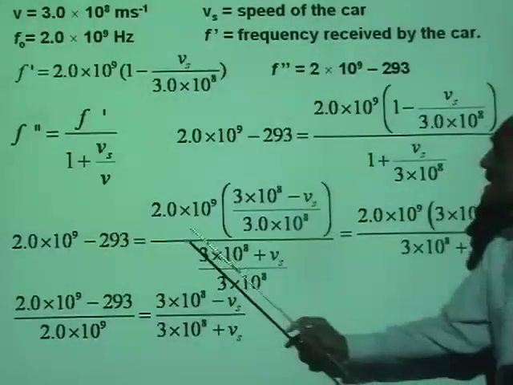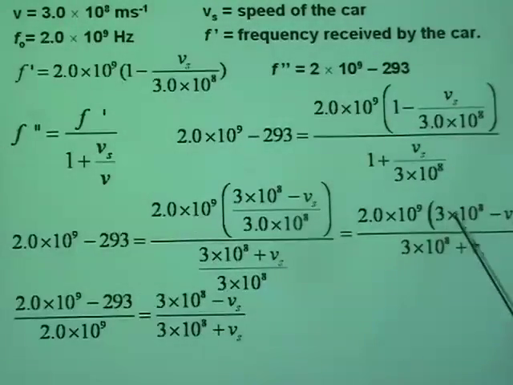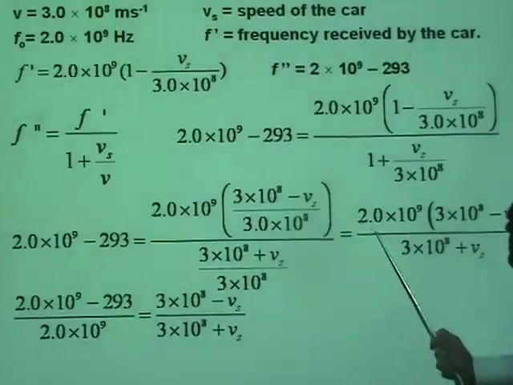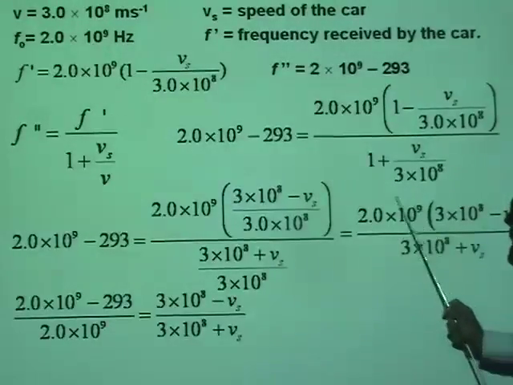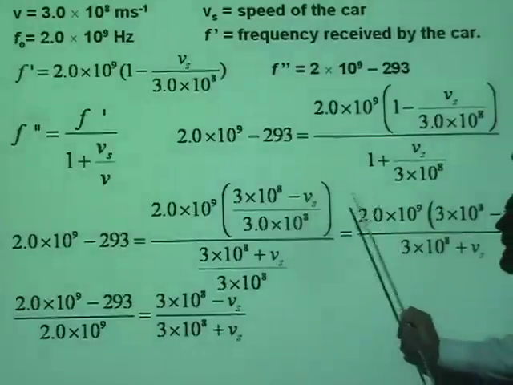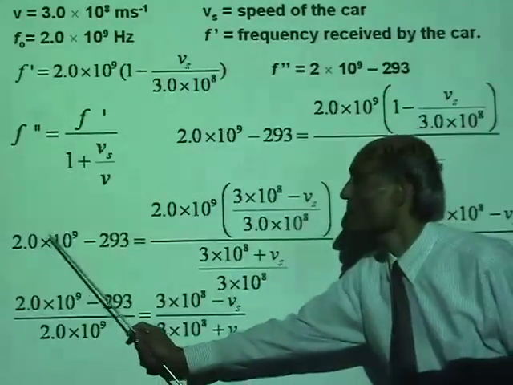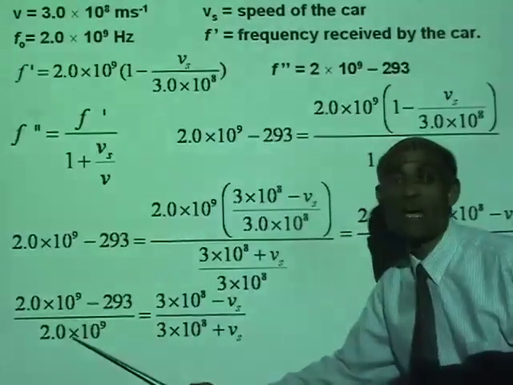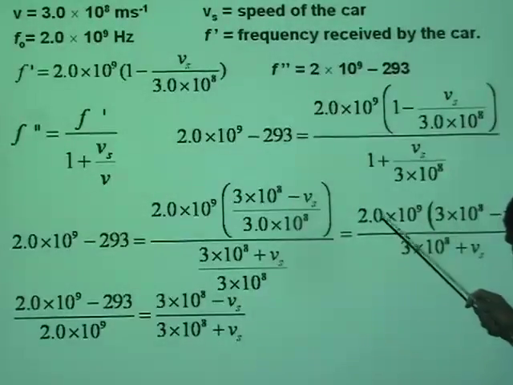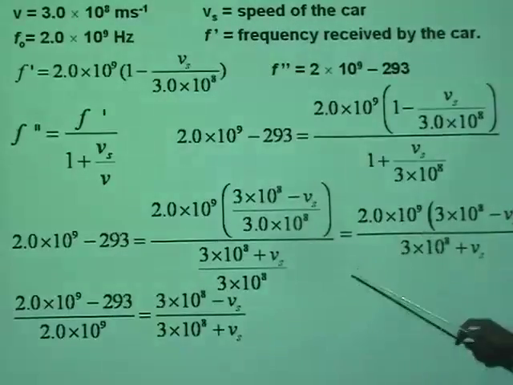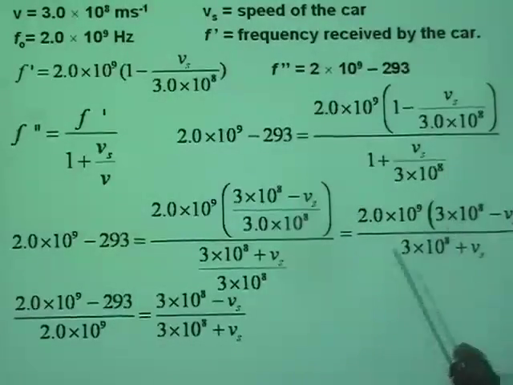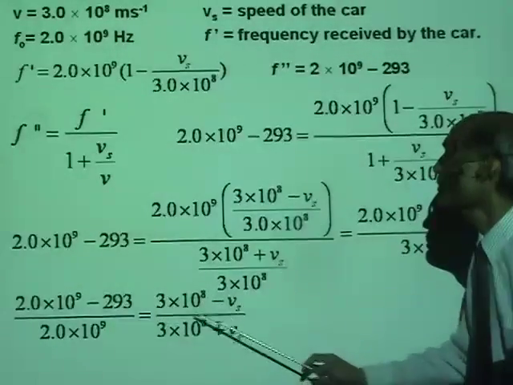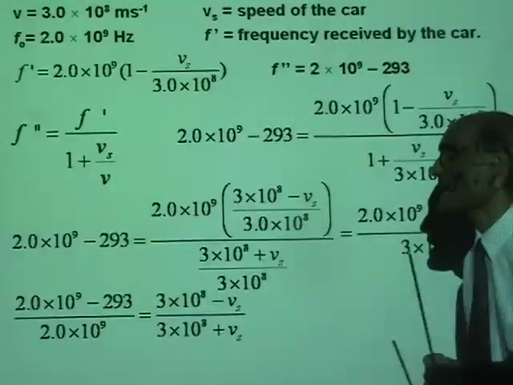Our left hand side is, you can see, I'm going to divide both sides by 2 times 10 to the 9. You see, when I divide both sides, the left hand side becomes, this is the left hand side. Divide that by 2 times 10 to the 9. When you divide the right side by 2 times 10 to the 9, they will cancel. The right side now becomes 3 times 10 to the 8 minus Vs over 3 times 10 to the 8 plus Vs.